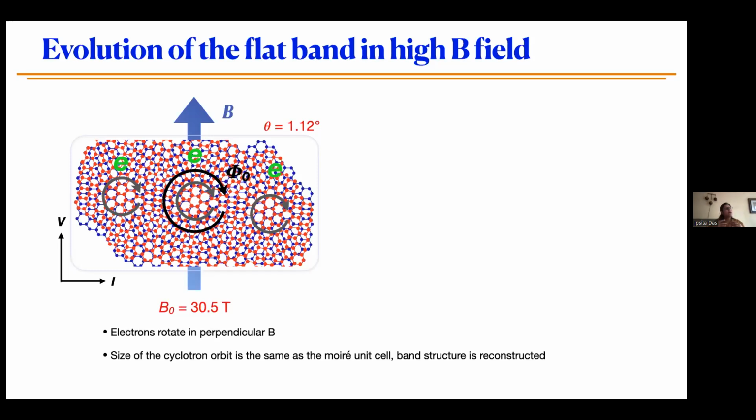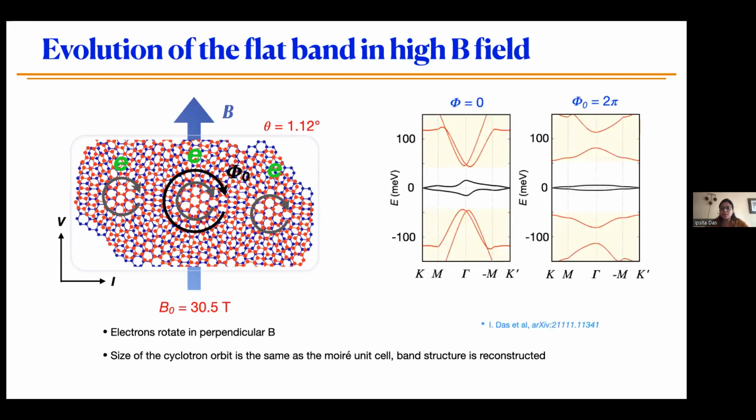So you can think of it as at zero magnetic field, you will have the same band structure at the magnetic field where you have one flux quantum. For us, it was 30.5 Tesla for a twist angle of 1.12 degree. So this is again a function of the twist angle of your superlattice. And for close to magic angle, the magnetic field you need to achieve one flux quantum will be close to 31 Tesla, okay?